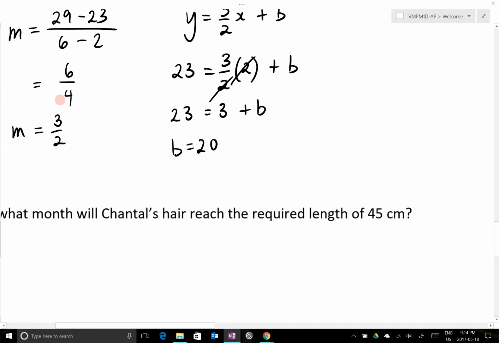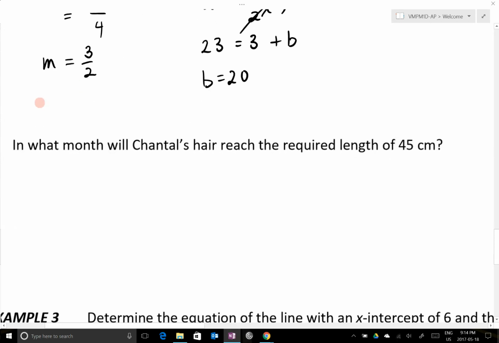Okay, part B. In what month will Chantal's hair reach the required length of 45 centimeters? So we're being told that the length, and the length is represented by y, is 45 centimeters. Okay. What is the value of x? I need to find x. How many months will that take?